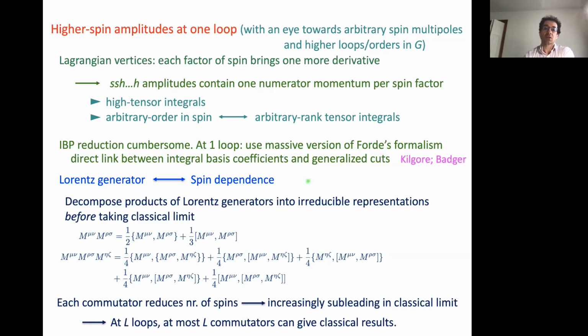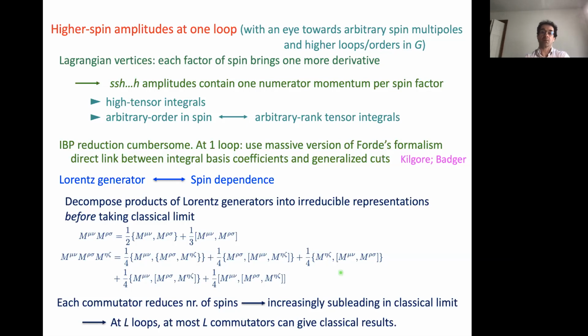The second thing to discuss is the relation between Lorentz generators and spin dependence. As I mentioned, the classical limit gives nice expressions for expectation values of symmetric products of Lorentz generators. The antisymmetric parts can be reduced to symmetric parts by using the Lorentz algebra, and this leads to a reduction in the potential number of spin vectors, just because two m's become one m under the commutation relations. So this might suggest, as I mentioned a little bit earlier too, that such commutator terms are not relevant in the classical limit.